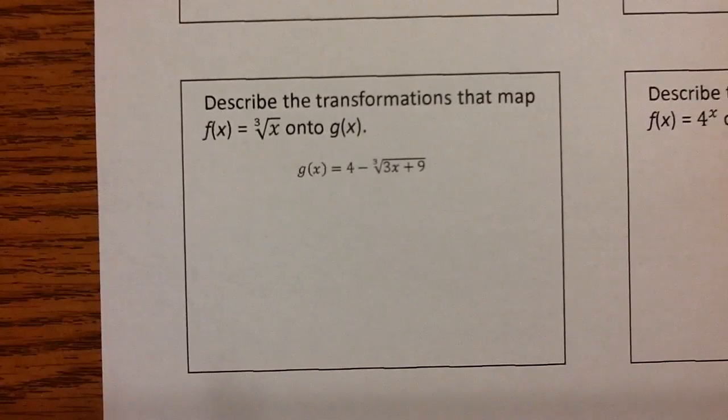Two more. This one is just a little bit different because instead of having parentheses, we have a new set of grouping symbols. Grouping symbols come in a lot of different flavors. They can be parentheses, brackets, braces, square roots, cube roots, or absolute value bars.